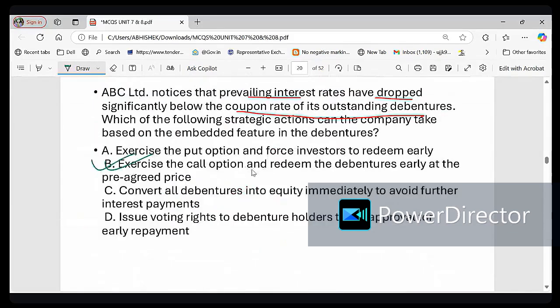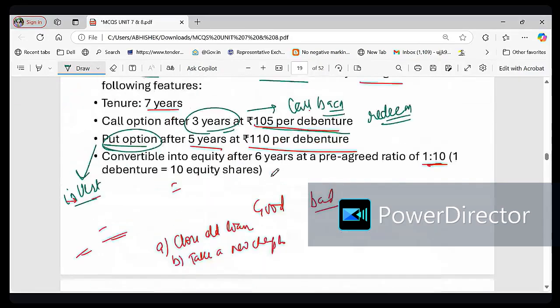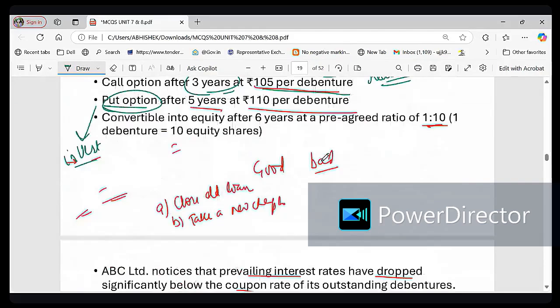Why? Because interest rates are low in the market. So the company can redeem the debenture early using the call option at rupees 105, and they can save on the high interest cost, right? And they can reissue a new debenture at a lower rate, right? Since the market rate is lower and the company is paying higher to the debenture holder, it will exercise the call option, redeem all the debentures, pay rupees 105 per debenture, and reissue.